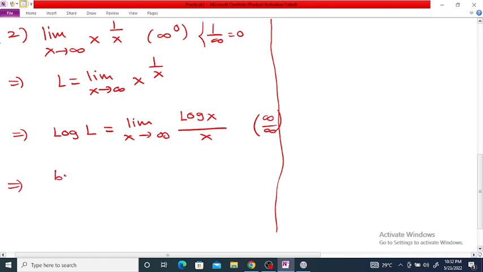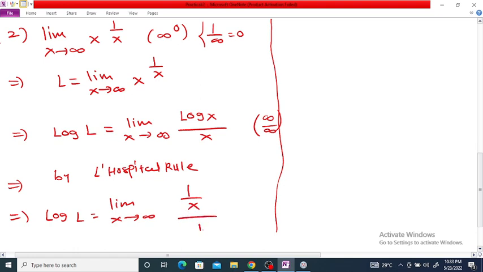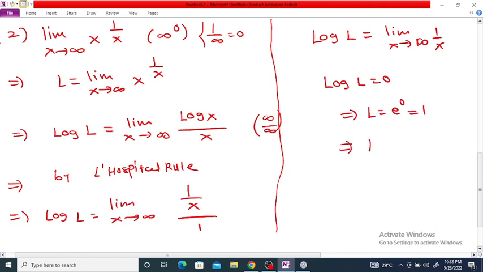So by L'Hospital rule, log L is equal to the limit as x tends to infinity of the derivative of log x, which is 1 by x, divided by the derivative of x, which is 1, and the limit as x tends to infinity of 1 by x is nothing but 0. So log L is equal to 0 implies L is equal to e raised to 0, which is equal to 1, and therefore the limit is equal to 1.